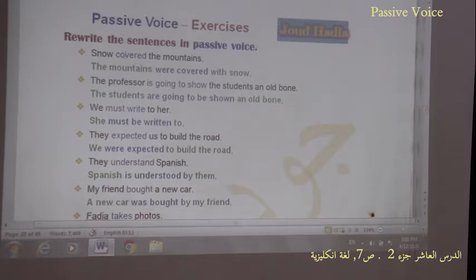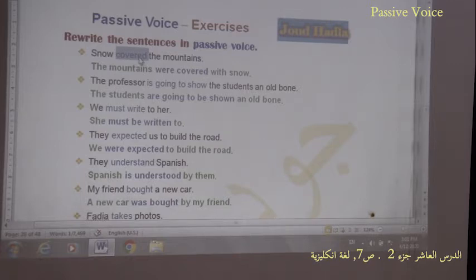So rewrite the sentences in passive voice. Snow covered the mountains, and here the verb is in blue color for you. First of all, we need to know the verb tense of the main verb in the introductory sentence. So snow covered, ask yourself this question: what is the form of the verb in the introductory sentence? Covered is in the second form, and here it is in the past simple.